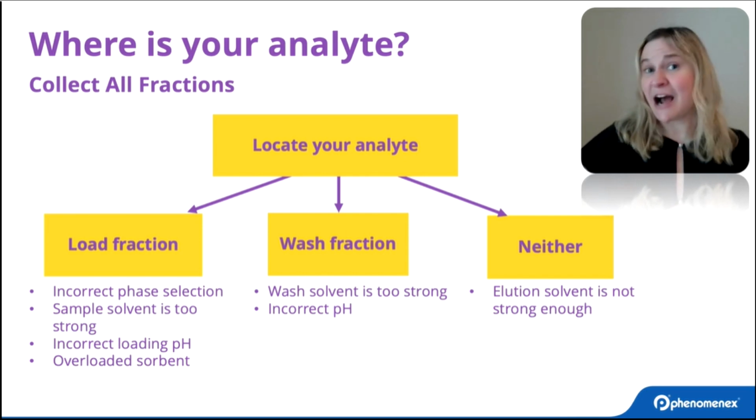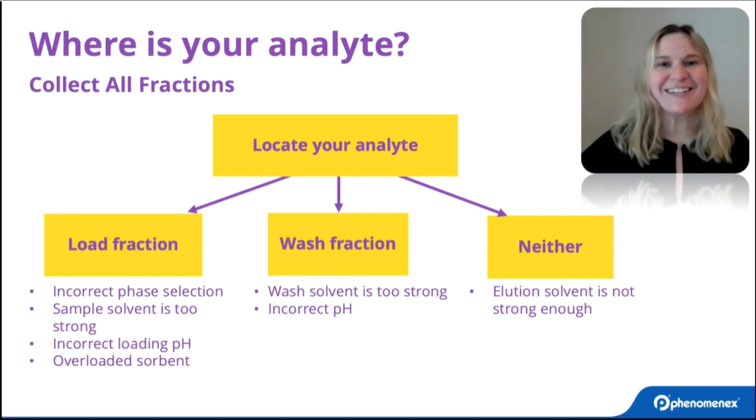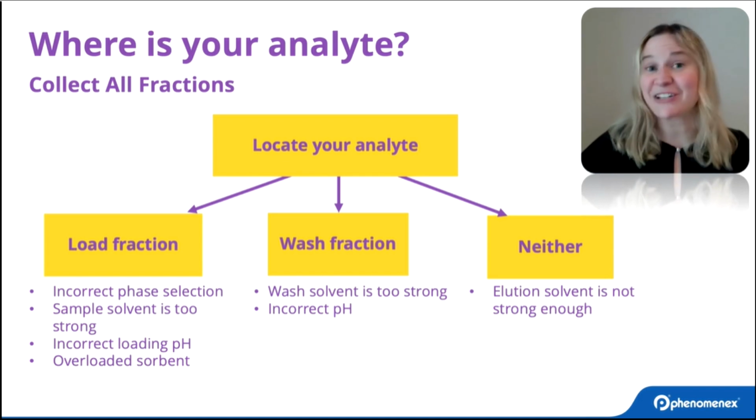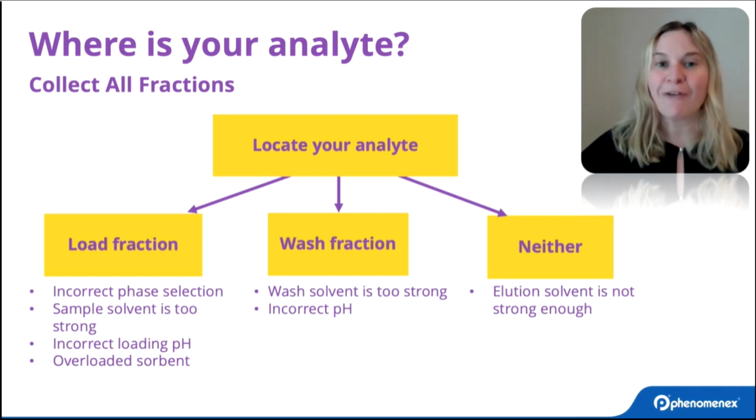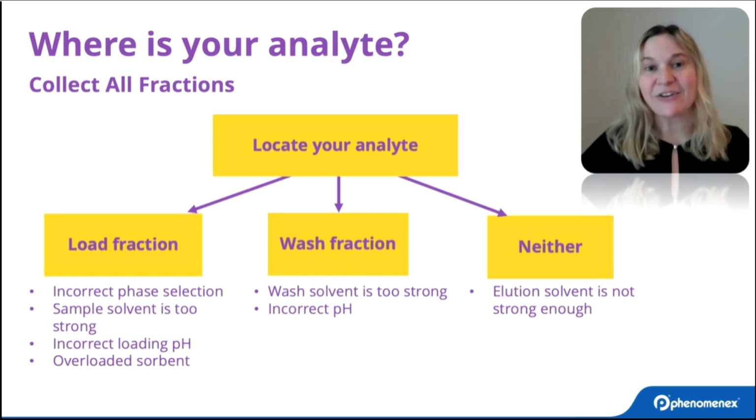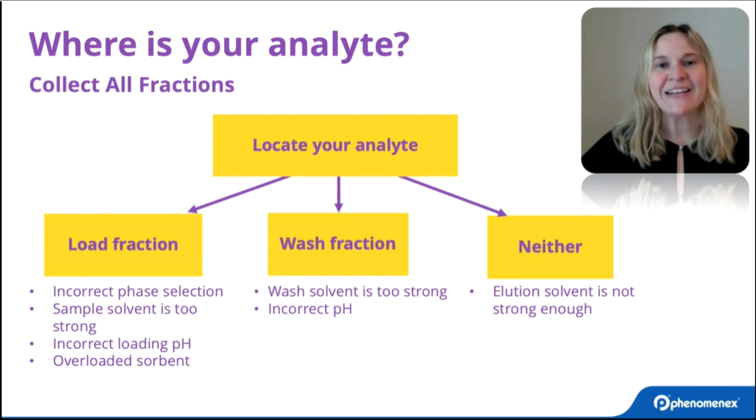Finally, if it is not coming off in any of the fractions, the load fraction, the wash fraction, and the elute fraction, right, it's completely missing altogether, likely it's not come off of the sorbent at all, and we will need to increase the strong solvent at the end of our elute step to get it to come off.